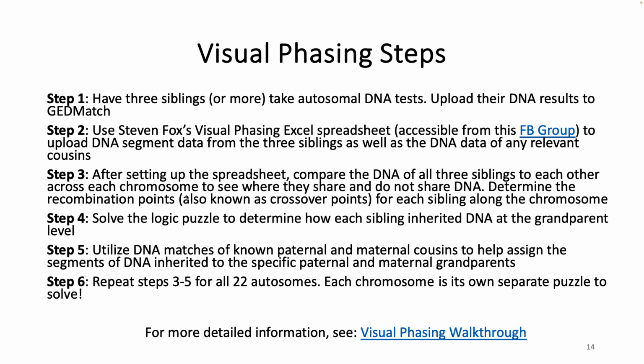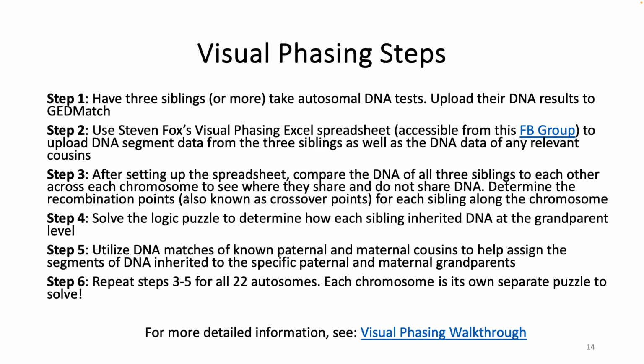Once you get that Excel spreadsheet downloaded, you'll have to set it up, and you'll include the information from GEDmatch about the 3 siblings, and you'll pull all of this data from GEDmatch onto the spreadsheet. It's very straightforward how to do that. Again, the Facebook group has a PDF file that walks you through very thoroughly each step that's involved. But sometimes it takes some time to pull all of this data, and what it does is compare the DNA of all the 3 siblings to each other across each of the chromosomes to see where they share DNA and where they do not share DNA.